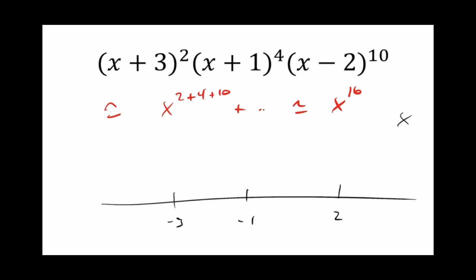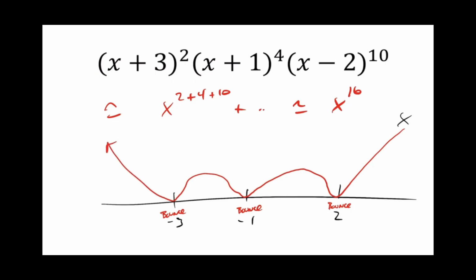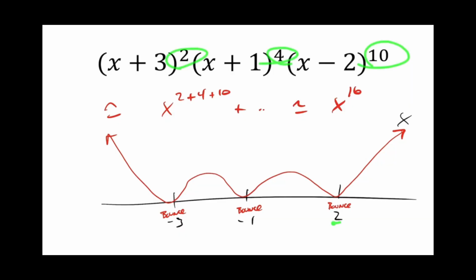Now again, let's label what's going to happen as we approach our roots. You'll notice here the powers are all even on this polynomial. So what's going to happen is as we approach our roots, we're going to bounce on each of these. So again, our end behavior is positive infinity. We're going to tend towards our root of 2, and we're going to bounce. Go back up, tend towards our root of -1, bounce. And once again, go back up, tend towards our root of -3, and bounce again. So this is a rough sketch of our polynomial here. Again, the even powers mean that we'll bounce at each one of these roots.